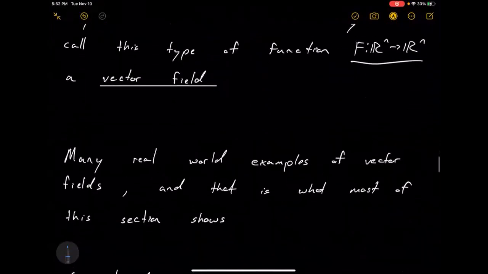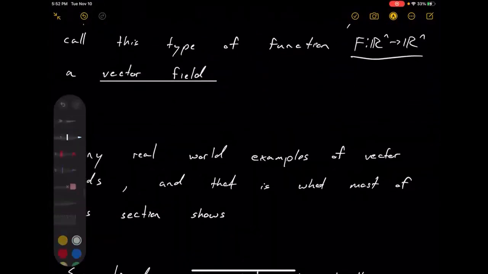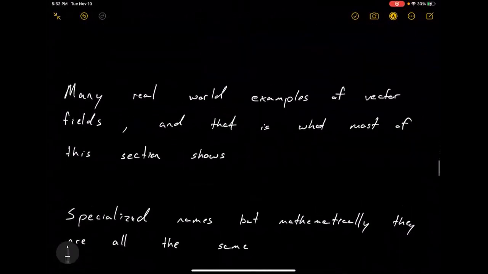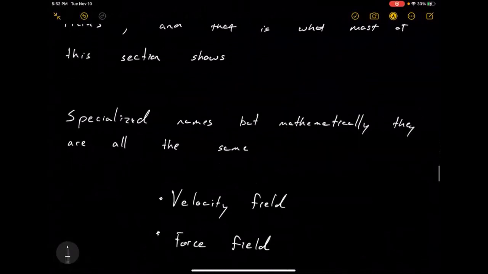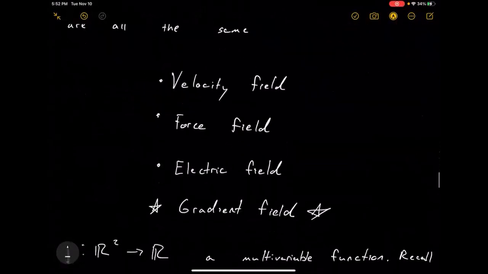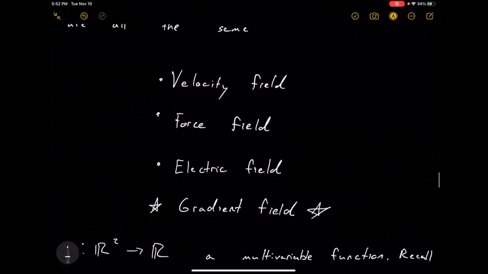So what's going on with vector fields? Why do we care about them? Well, there's just a ton of real world examples for vector fields. And that's most of what the section of the textbook gives. It just gives a bunch of examples, specialized uses of these vector fields. So in the textbook, in the section, you'll see a lot of this terminology.